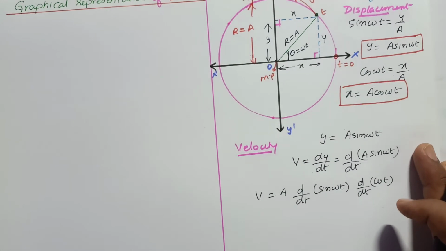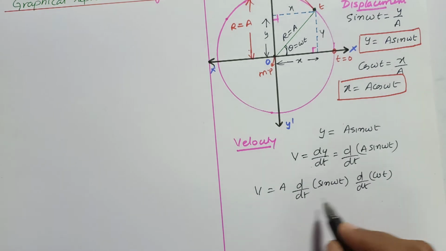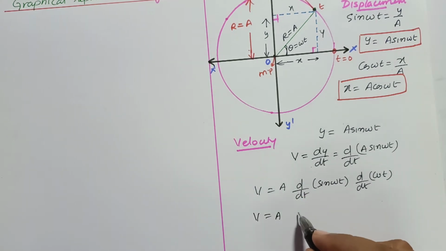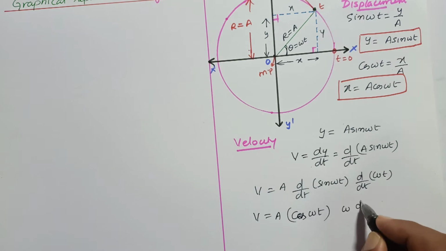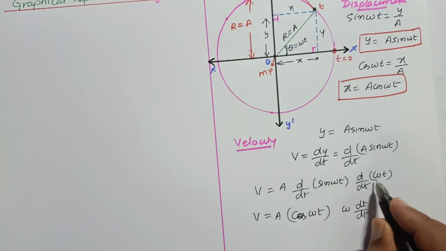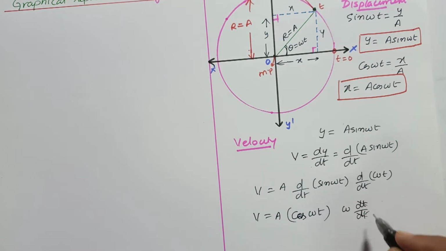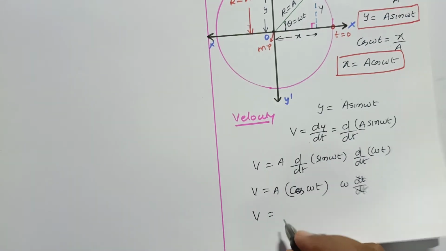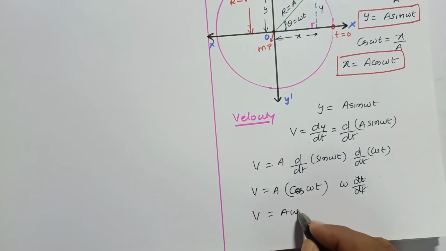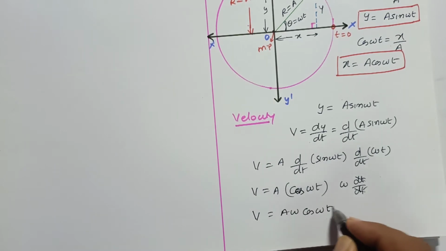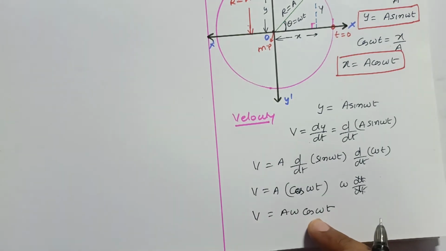Then what are we going to get? Let us see. Slowly, if you differentiate, you know that this is a. Differentiation of sine omega t will become cos omega t. Omega is going to be constant, so we write it outside, and dt by dt will be inside. So this is getting cancelled now. So what is velocity here? Velocity is nothing but a omega cos omega t. So this is going to be the velocity, a omega cos omega t.